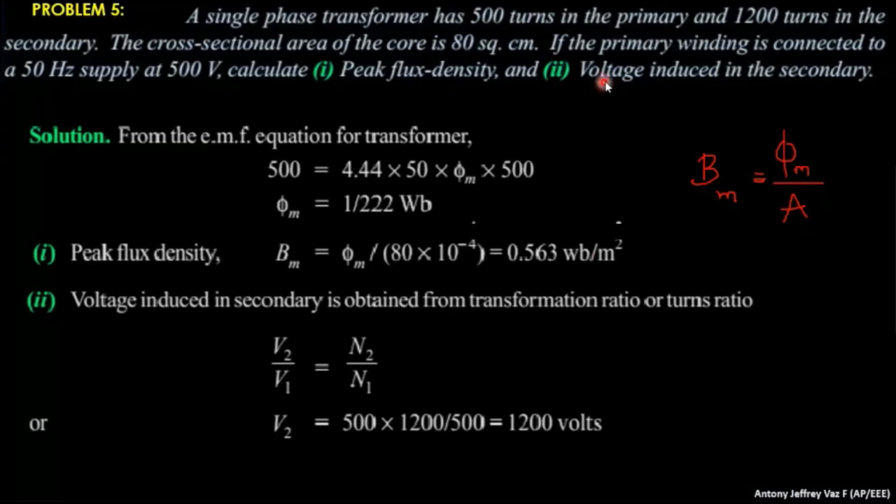Next, you need to find the voltage induced in the secondary. To find it, you know V2 by V1 is equal to N2 by N1 is equal to K. You know all these values except V2. So you can say V2 is equal to N2 divided by N1 into V1. Just substitute all the values. Here V1 is 500, N2 is 1200, and N1 is again 500. You will get the secondary voltage V2 as 1200 volt.